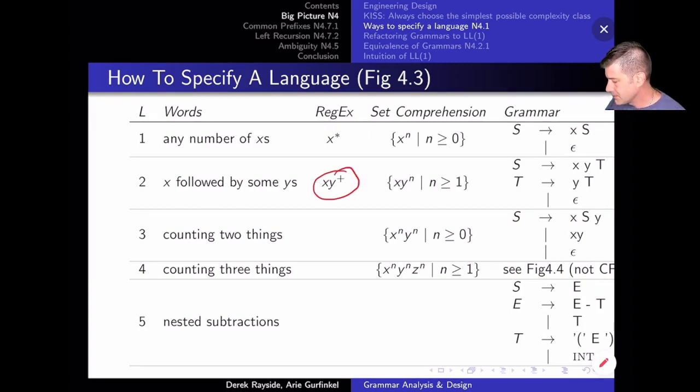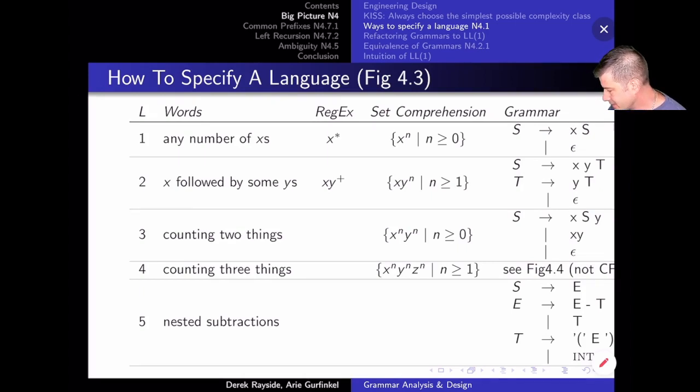If we want to do x, y plus, well, that's essentially the same as x, y, y star. And so we just apply the pattern from above. So x, y, y star ends up being this. x, y, and T will stand for y star. And now we use the pattern that we saw before. So y star is y followed by T again. And T is possibly nothing, possibly an empty string.